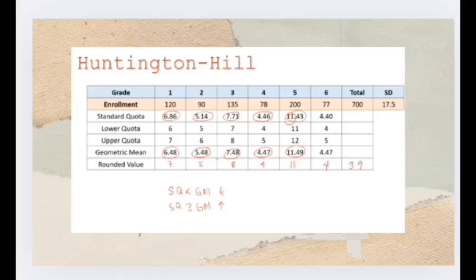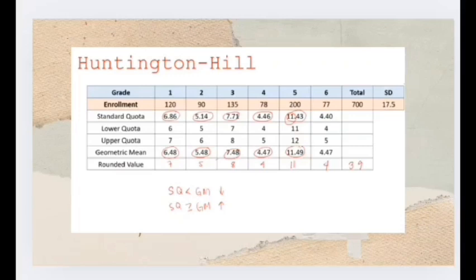So, pag dito sa Huntington-Hill method, pag mag-rounded value tayo dito is, kailangan natin tingnan yung standard quota at saka geometric mean. Pag yung standard quota is greater than geometric mean is mag-round up tayo. Pag yung standard quota naman is less than geometric mean, mag-round down naman tayo. Okay, so tingnan natin yung standard quota natin sa grade 1. Okay, so 6.86 and geometric natin is 6.48. Okay, so mas malaki yung standard quota natin. So, pag mas malaki yung standard quota natin kaysa sa geometric mean, mag-round up tayo. So, kailangan natin i-round up yung 6.86 sa 7.